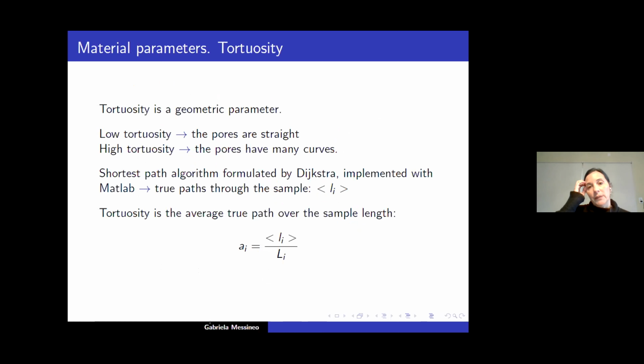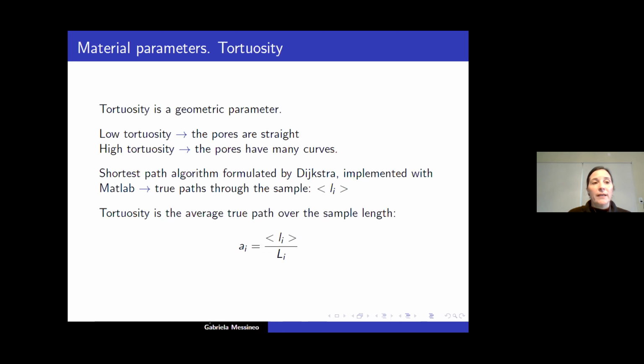And finally, we calculated the tortuosity in the 3 principal directions. The tortuosity of a bone is a geometric parameter that gives an idea of how intricate the pores are. Low tortuosity means that the pores are almost straight. A high tortuosity value means that the pores have many curves.